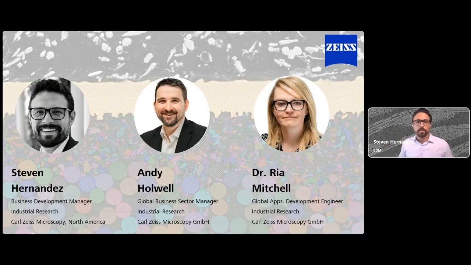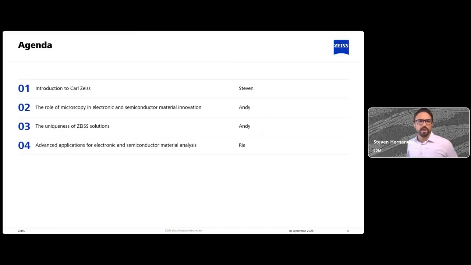I myself am going to be taking a little bit more of a moderator role. I'll kick things off and then hand it over to Andy and Rhea, who will be taking us through this really engaging and intriguing, insightful topic, something that they've been working together on recently. So here's a quick idea of the general layout of today. Like I said, I'll kick things off talking about, well, who is Carl Zeiss? Who is Carl? And what do we do? It's always nice to be able to have this opportunity to talk about us. And it leads really nicely into Andy's sections, as we talk about the role of microscopy and the uniqueness of ZEISS solutions. And then Rhea's going to bring us home and really dig into those advanced applications for semiconductor and electronic materials.